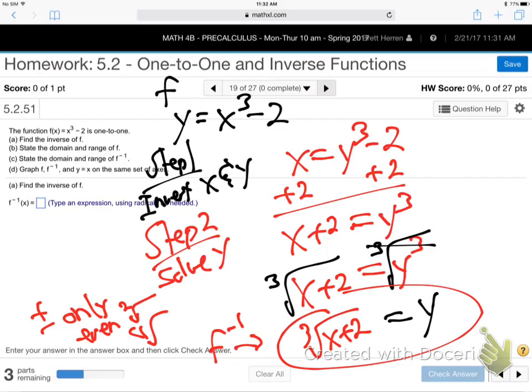Now they have a couple of other questions for us. Like, what's the domain and range of f, and what's the domain and range of f inverse? Graph them on the same axis. They actually have a lot of questions, don't they? All right, so let's do all that.